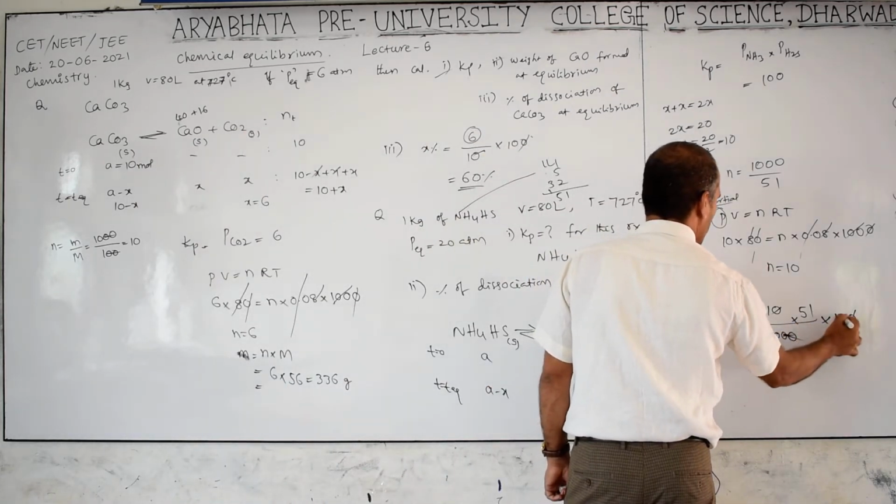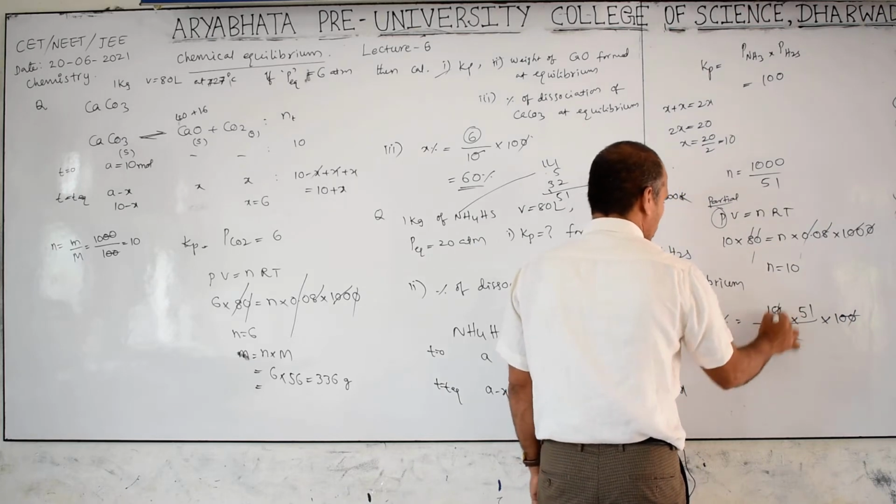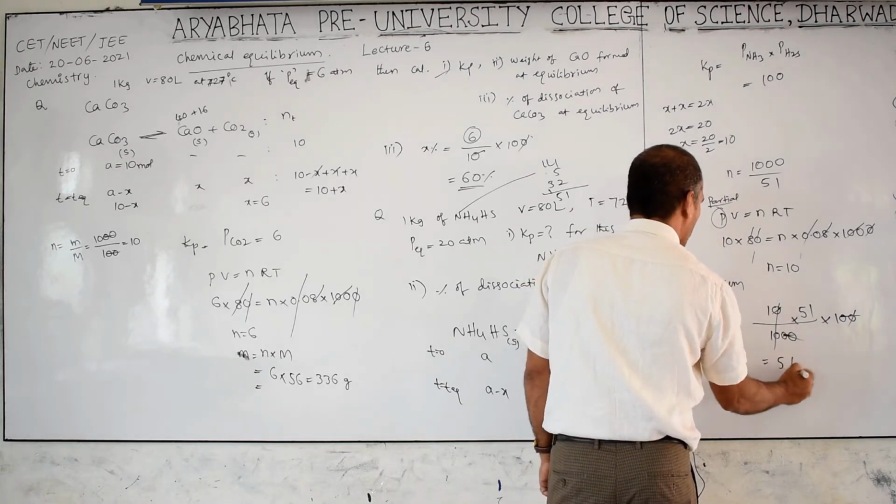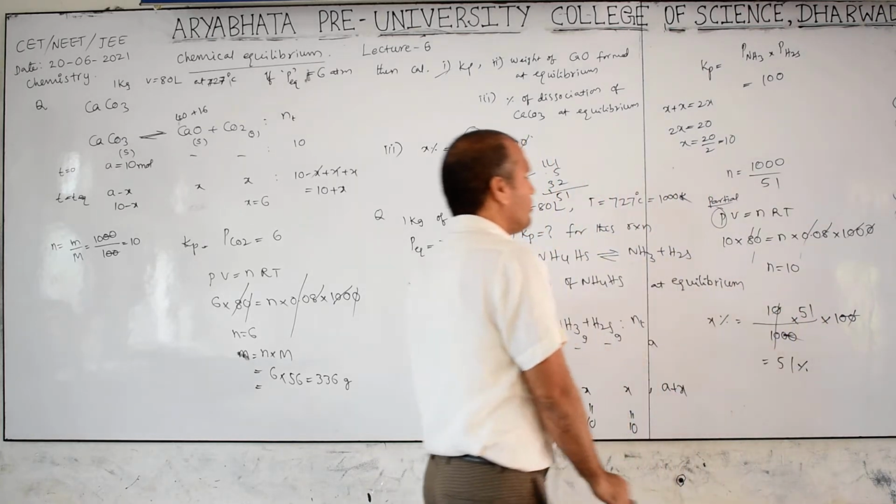Two zeros cancel, 10 cancel, then 51 only.